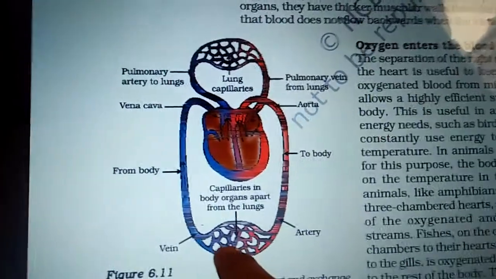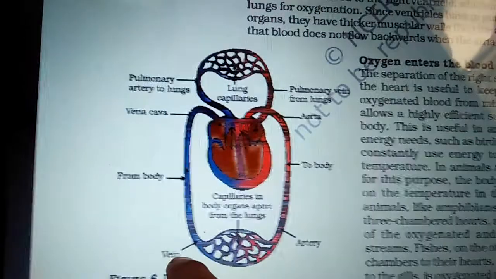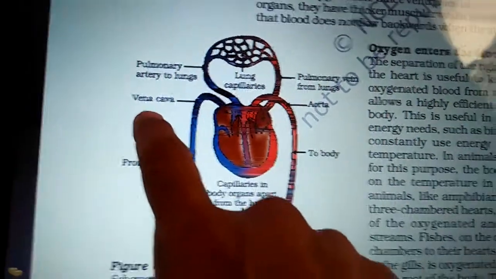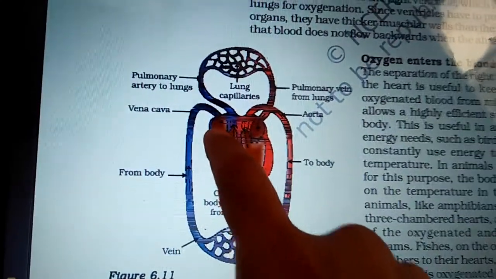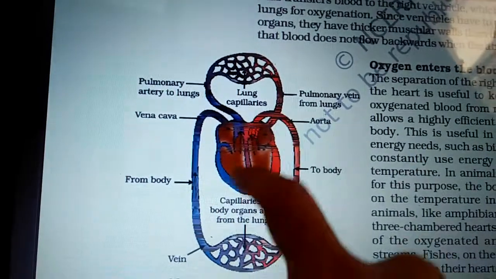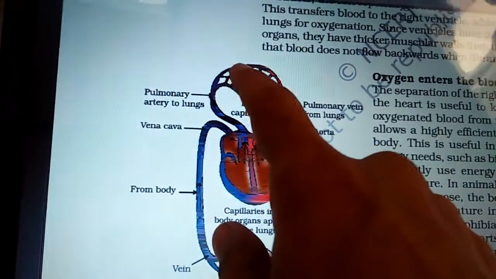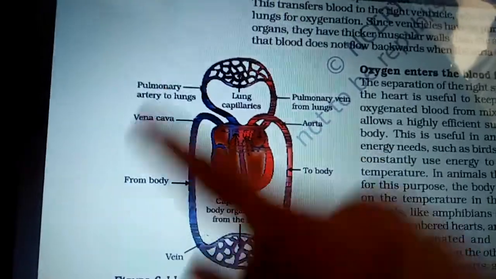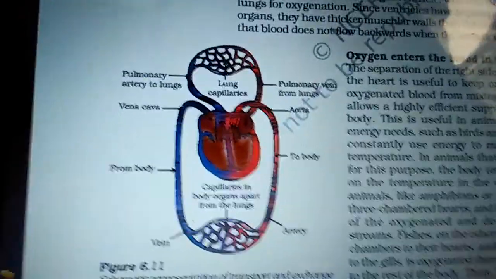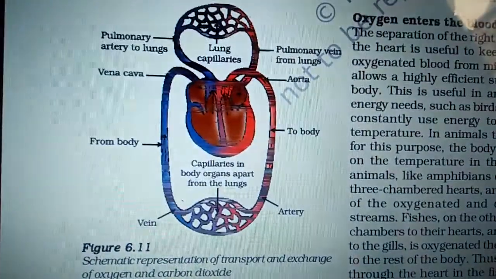This carbon dioxide given out passes into the veins or vena cava. The larger one is the vena cava. It enters into the right atrium, then the right ventricle, and then through the pulmonary artery it enters into the lungs. So this is the flow of oxygen and carbon dioxide through the blood.